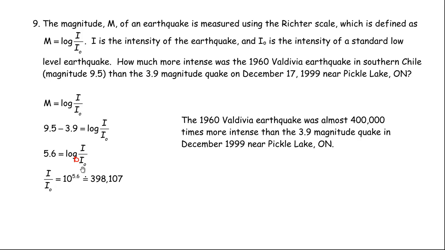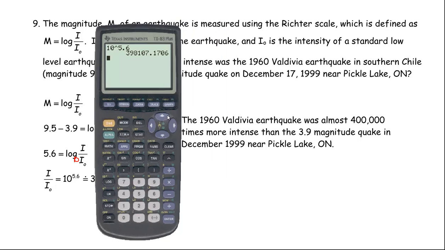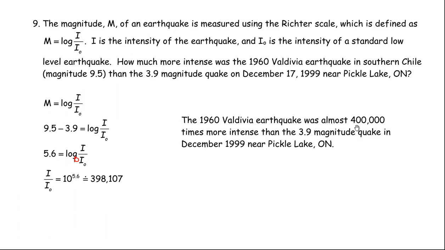So the I over I naught, or I could have written as I2 and I1, is equal to 10 raised to the power of 5.6. And so if I do that, 10 to the power of 5.6 is 398,107. So it's pretty close to 400,000 times more intense. Okay, so that's the more exact answer. I'm rounding here, of course, but it's pretty close to 400,000 times more intense.